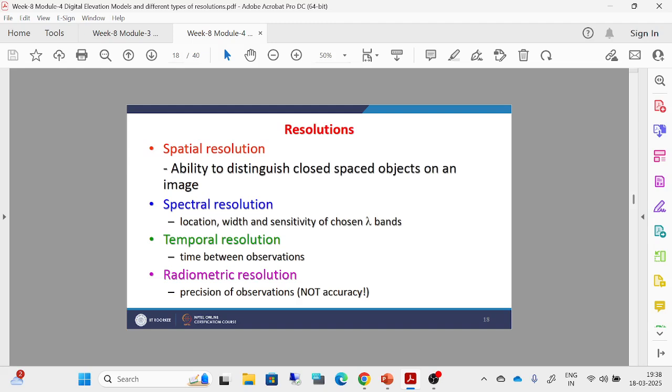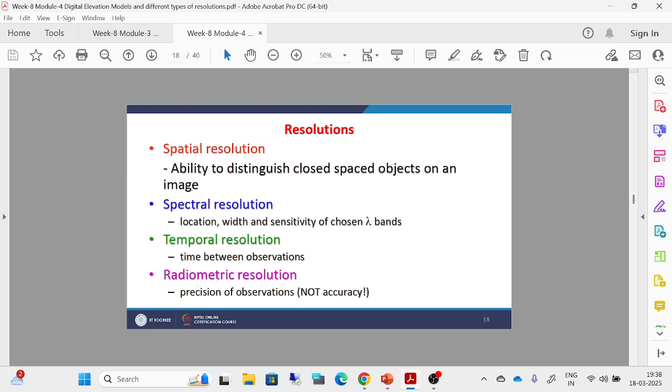Spectral resolution is the location, width, and sensitivity of chosen wavelength bands. Like hyperspectral images and multispectral images. You have to go into much more detail in order to understand this, but it's basically how finely each wavelength is being considered.